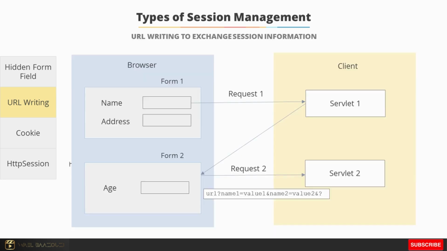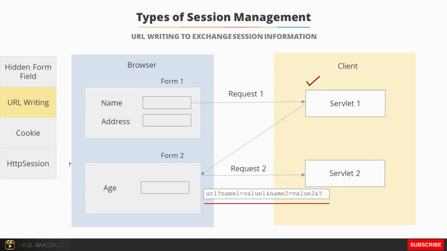So here we see the browser sending a request to the servlet, and the moment the user enters some data into the page, the second request that goes, the URL is modified with the key pair value. So here you have the name and the value with the second set of name and value.